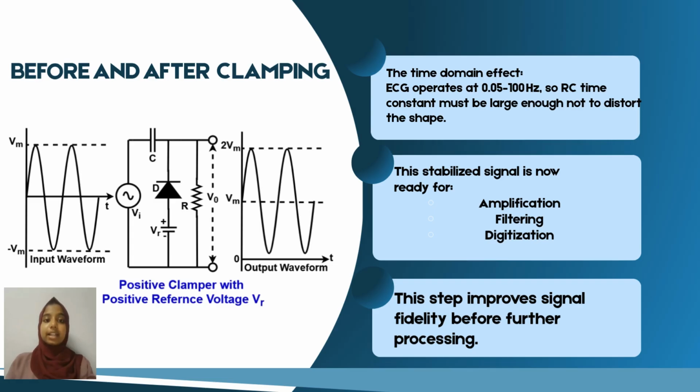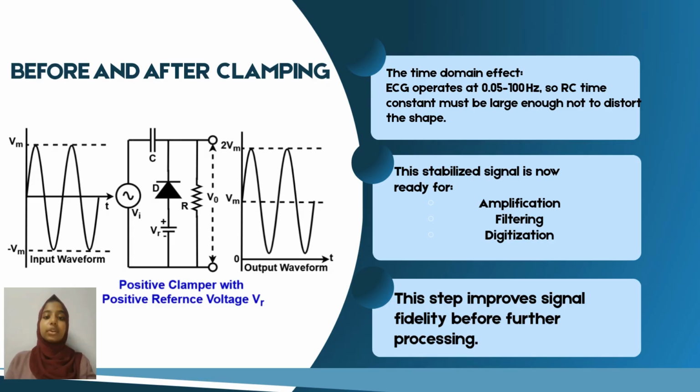To better understand the effect of the clamper, let's look at the waveform. Before clamping, the ECG signal might be centered below 0 volts due to DC offset. After passing through the clamper, the signal is shifted upward as you can see on the diagram, with its minimum value now close to 0.